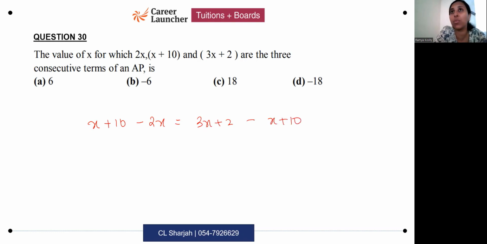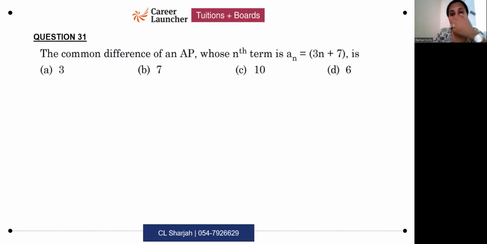What should you be careful about when you're subtracting x plus 10 here? Brackets. You are subtracting an expression, so bracket is important. The logic we are using is second term minus first term is the same as third term minus second term. Why? Because for an AP, there is always a common difference. That is the logic that is being applied over here. Okay? Next question. If there was any doubt in getting to the final answer for any question, after you solve, let me know. I will solve it till the final step.